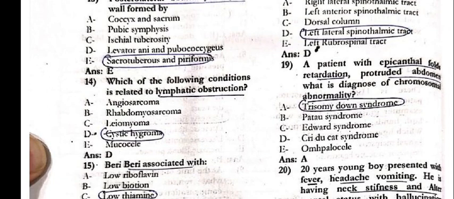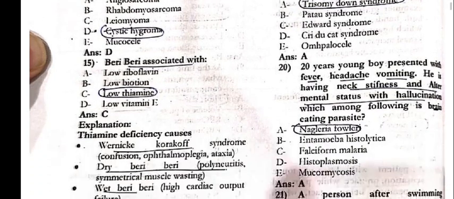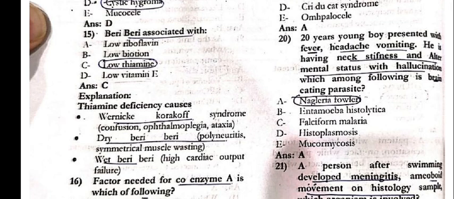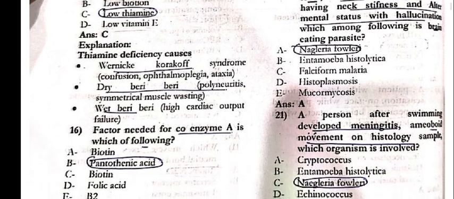Question number 19, the patient with epicanthic folds, mental retardation, protruded abdomen, which of the following is that? That is trisomy, Down syndrome. Question number 20, the 20 years old boy presented with fever, headache, vomiting. He is having neck stiffness and altered mental status with hallucinations. Which among the following is the brain eating parasite? That is Naegleria fowleri.